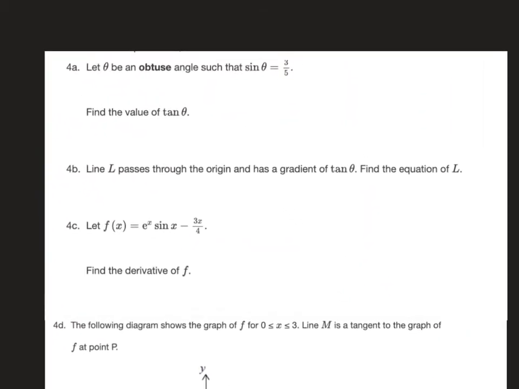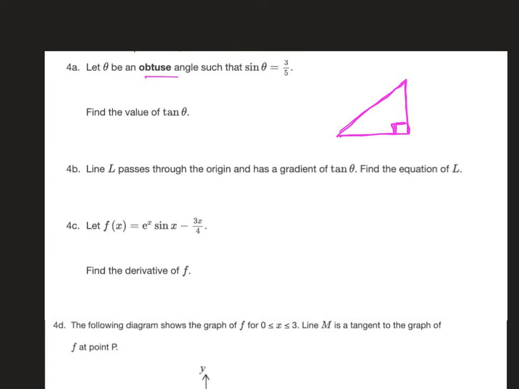Okay, starting at the start. Theta is an obtuse angle such that the sine of theta is 3/5. If you see that kind of thing, I would pretty immediately draw myself a picture. It doesn't have to be pretty. It can just be a picture of a right triangle. We'll deal with the obtuse stuff in a second.